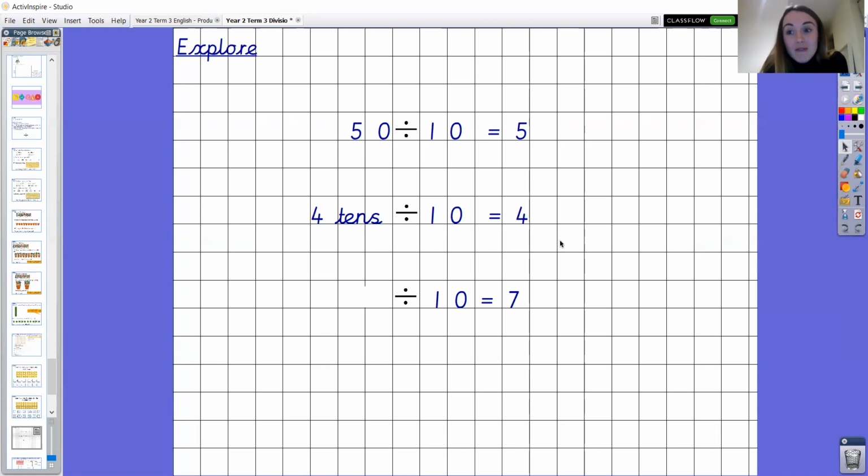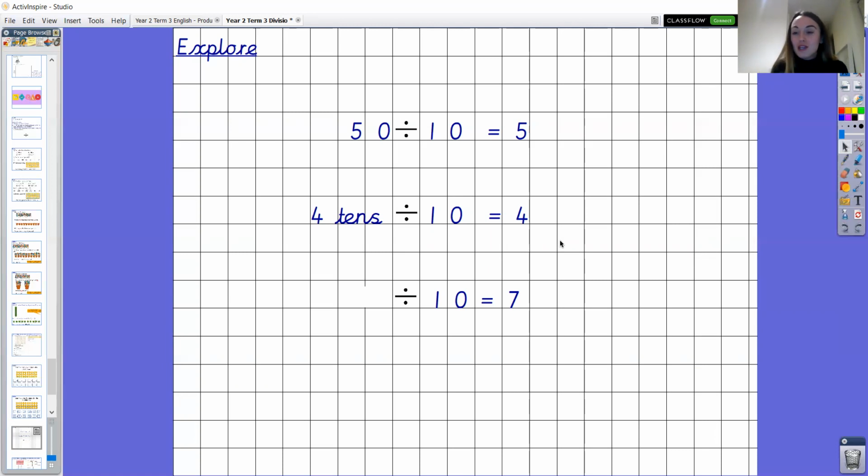This time, the dividend is missing. I wonder if you can remember how we approach this type of question when you solved some similar style questions for dividing by 5 and dividing by 2. Blank divided by 10 equals 7. Please pause the video here to discuss how you can find the dividend.